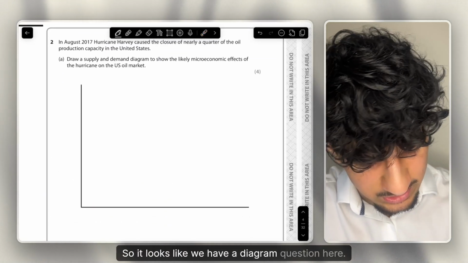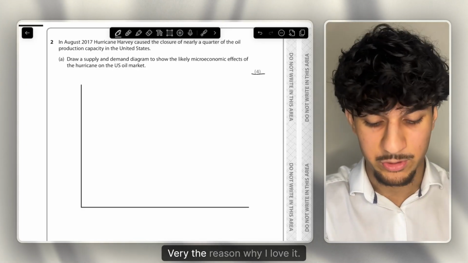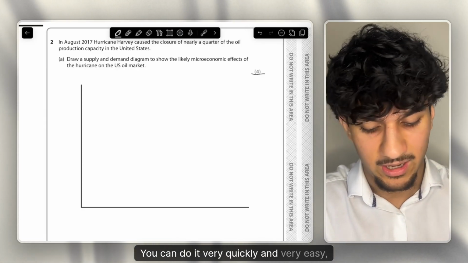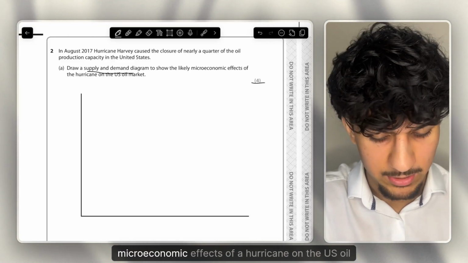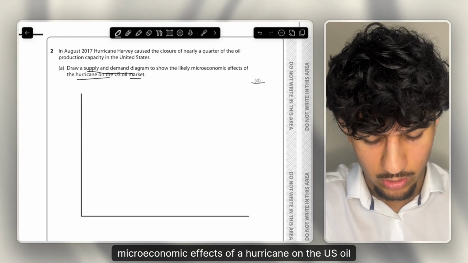So it looks like we have a diagram question here. We love a diagram question. The reason why I love it is you can do it very quickly and it's very easy marks. Draw a supply and demand diagram to show the microeconomic effects of a hurricane on the US oil market.